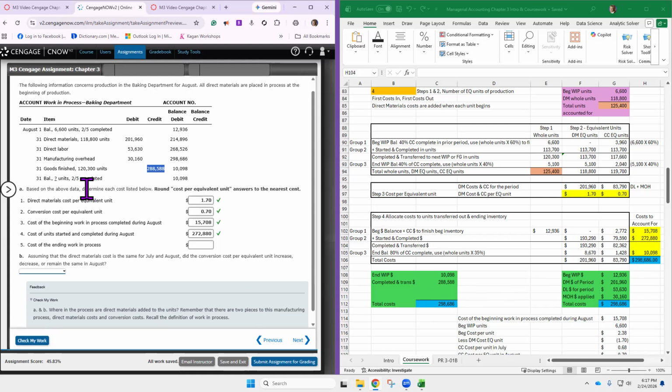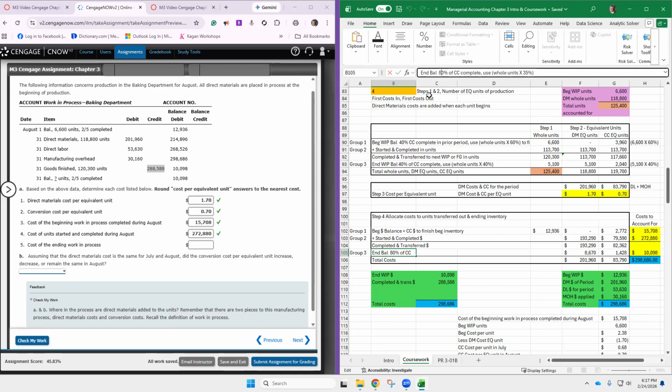Now we're down here in the ending balance. It is 80%, okay, 2/5 is 40%. I think I have this incorrect here, just a second. So ending balance, 2/5 is 40%. So let's go ahead and put this in. I must have forgotten to key it in. All right, so we're going to take whole units times 60%. And let me see if I did that here.